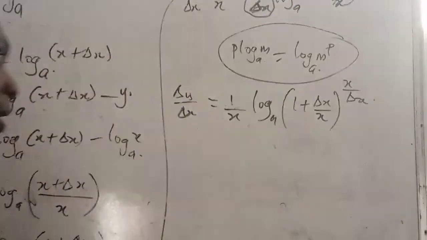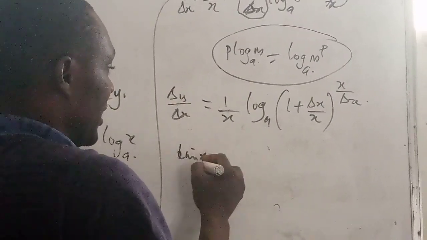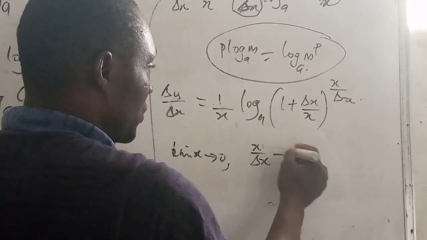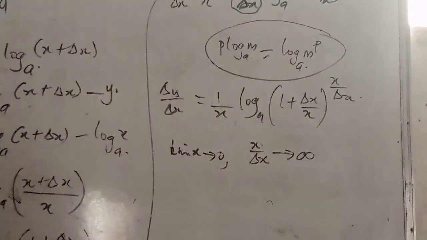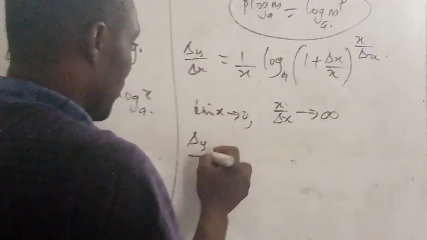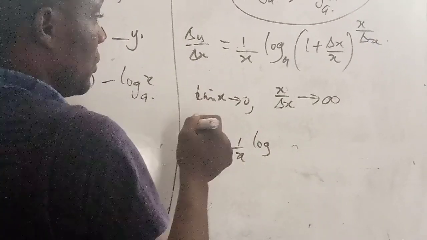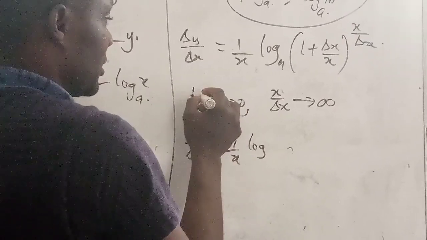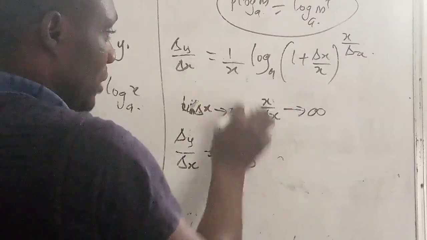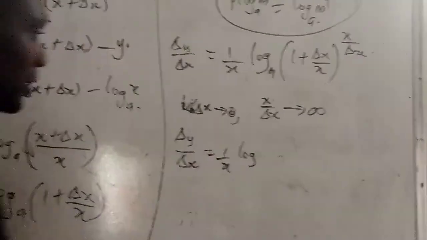Now, if the limit of change in x tends to 0, then x over change in x must tend to infinity. So as such, I'm going to have change in y over change in x equals 1 over x log, and this should be the limit as change in x tends to 0. So x divided by change in x, if it tends to what? Infinity.